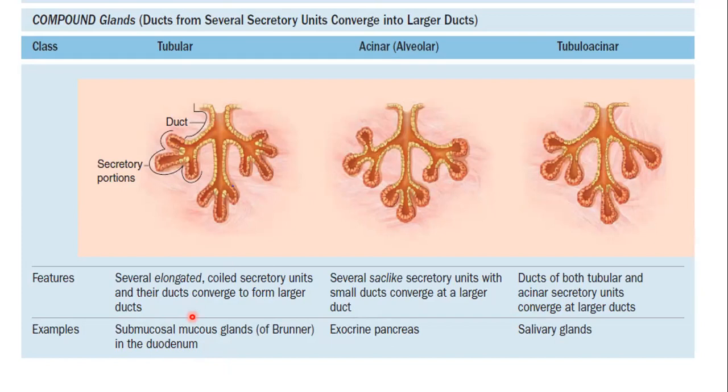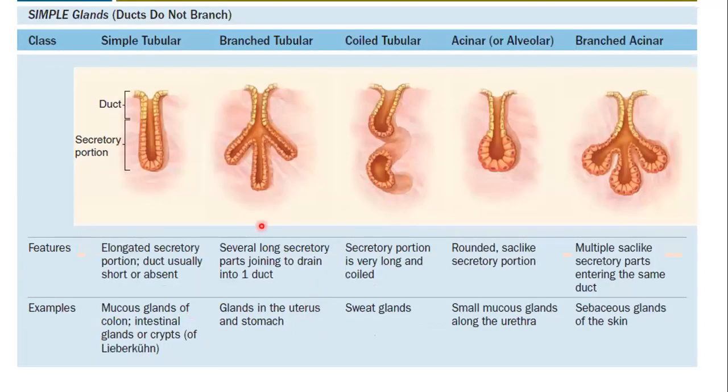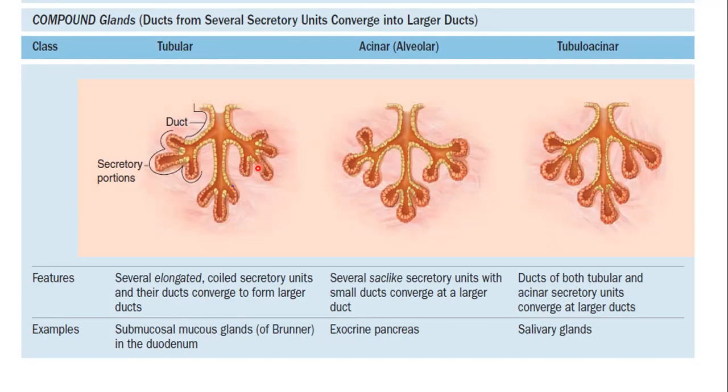These glands secrete an alkaline or basic product, because in the stomach the simple tubular glands were producing acid. To neutralize that acid, we need a basic or alkali substance, which is produced by the Brunner's glands of the duodenum. We call them Brunner's glands because they were discovered by Brunner.